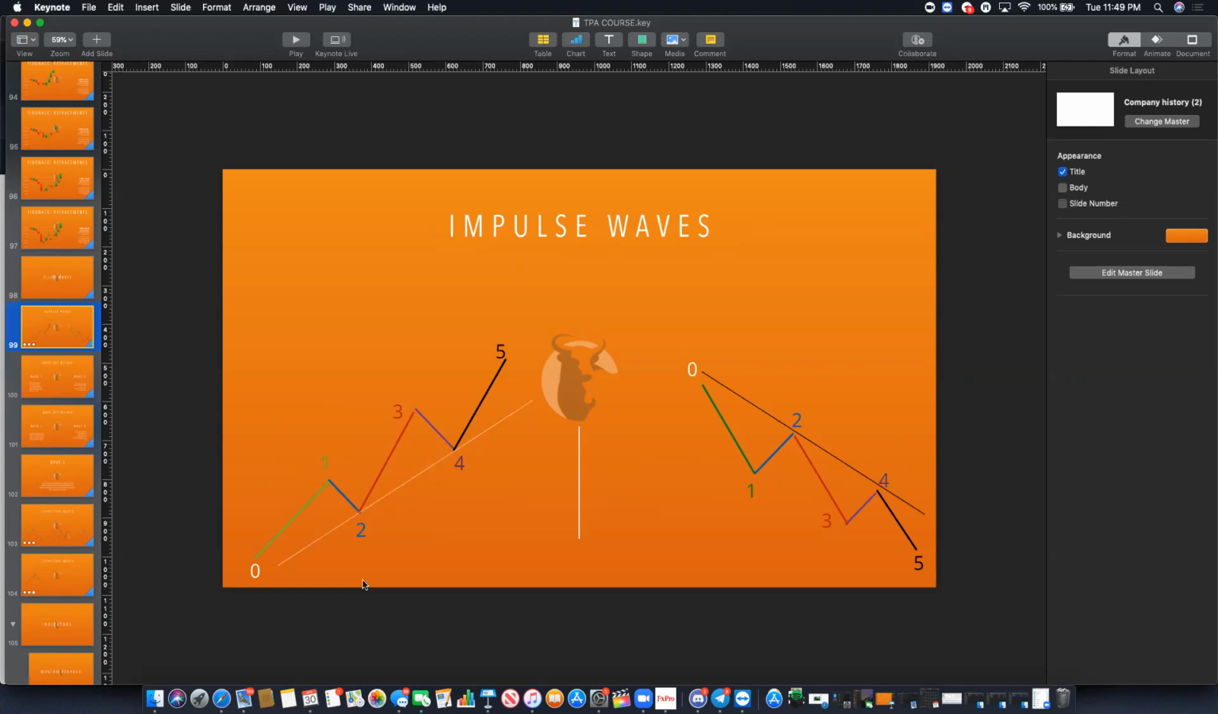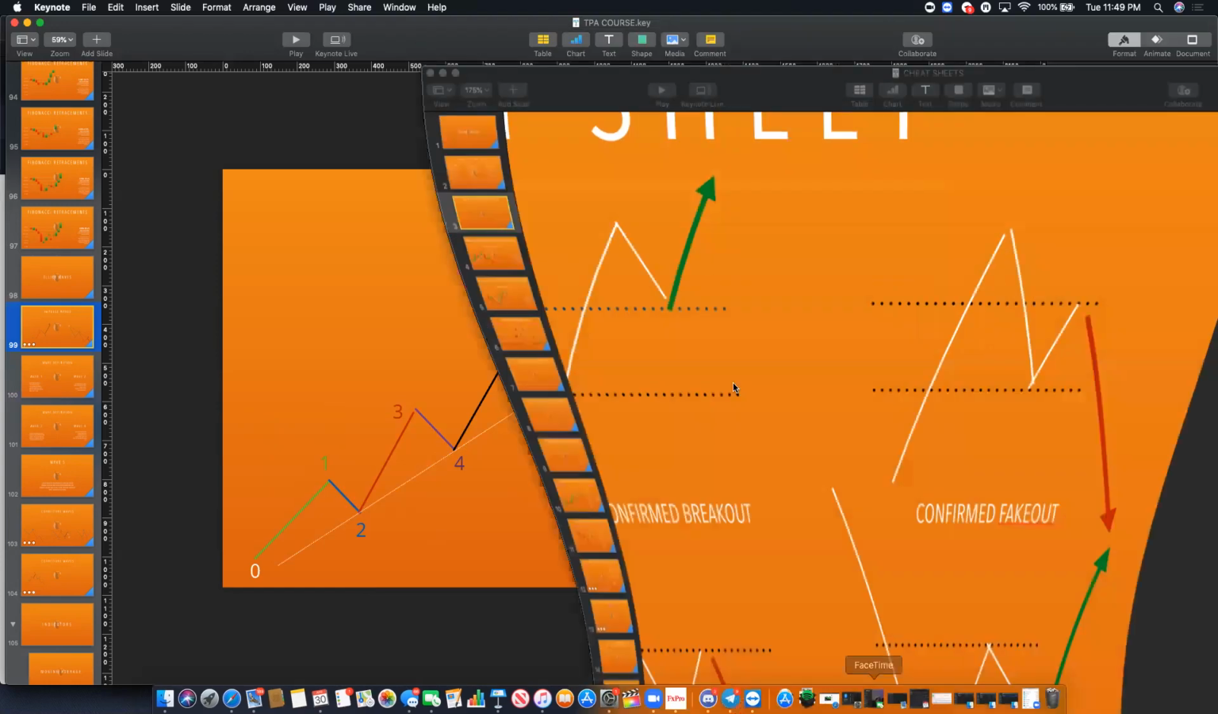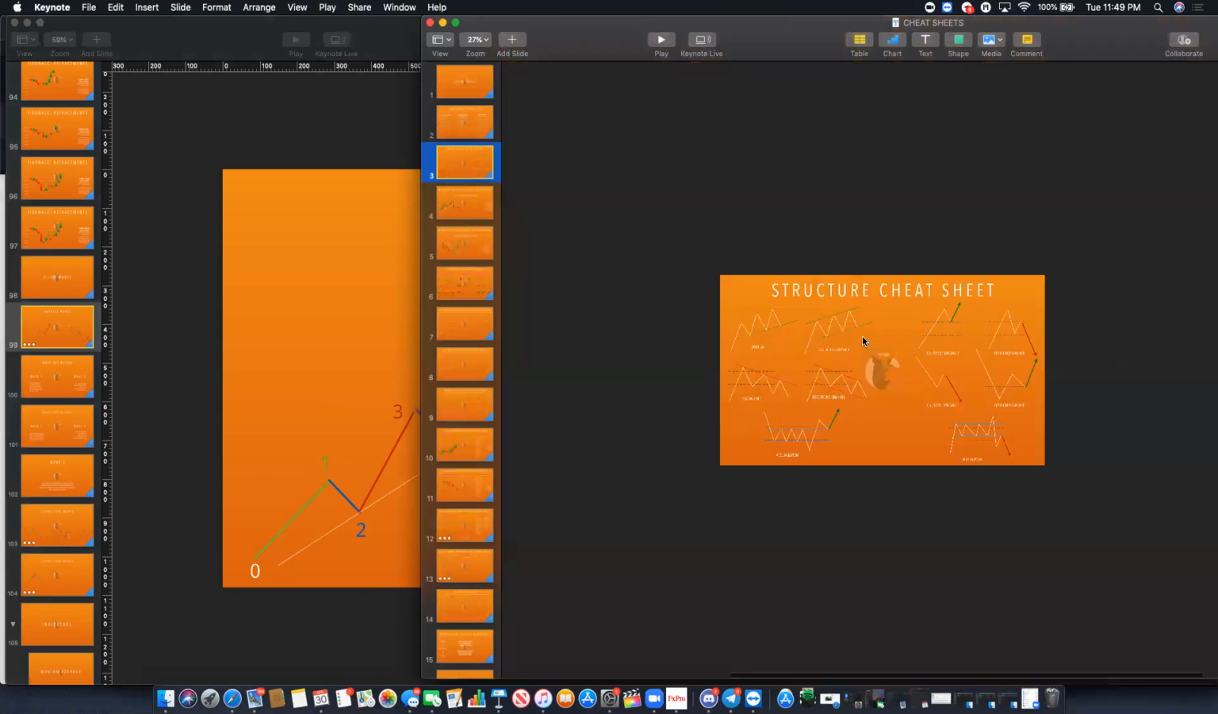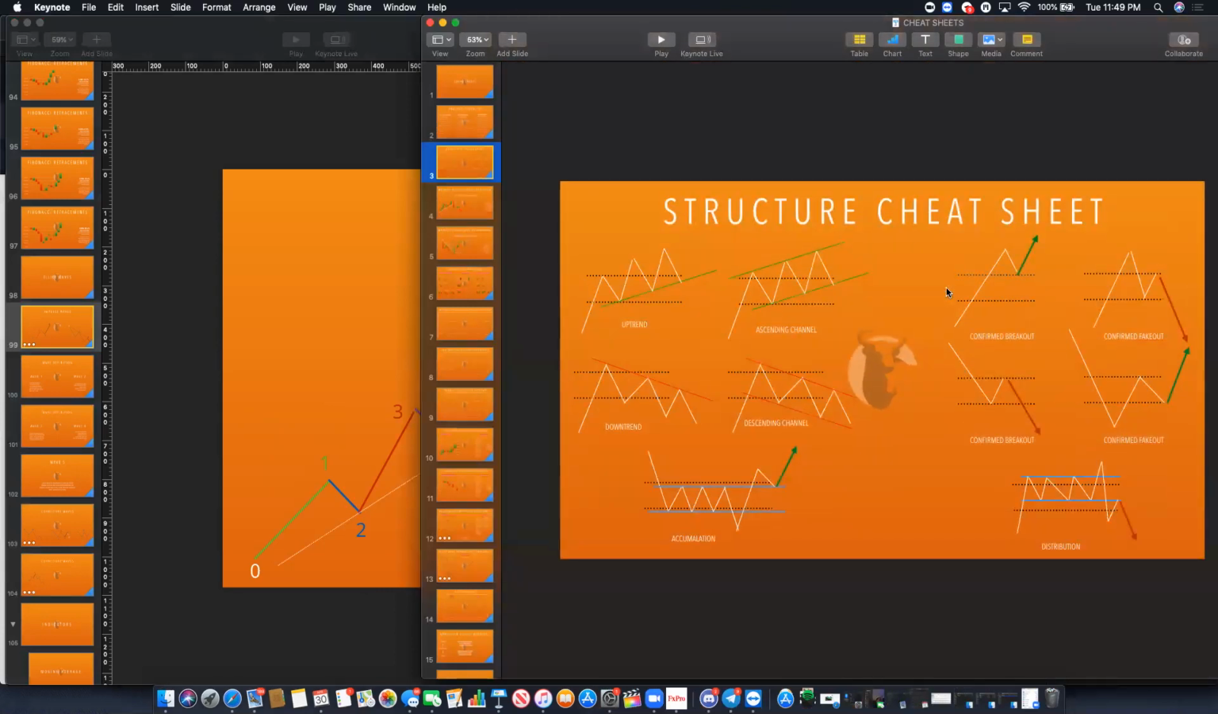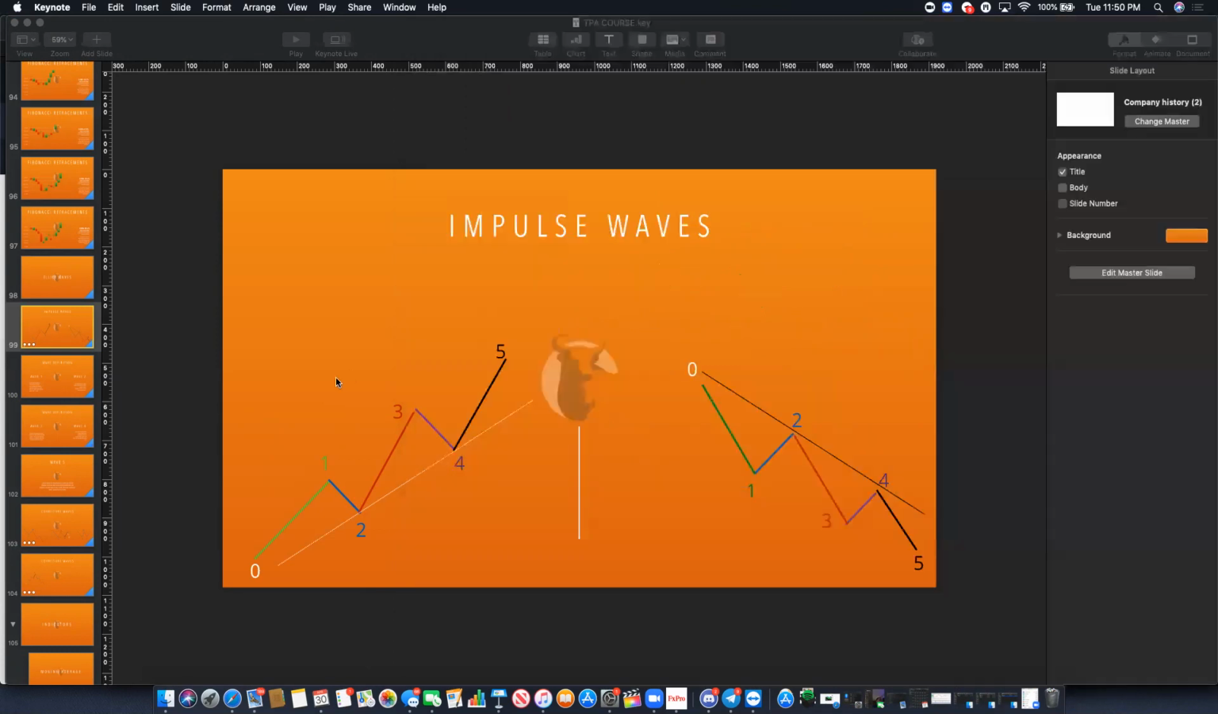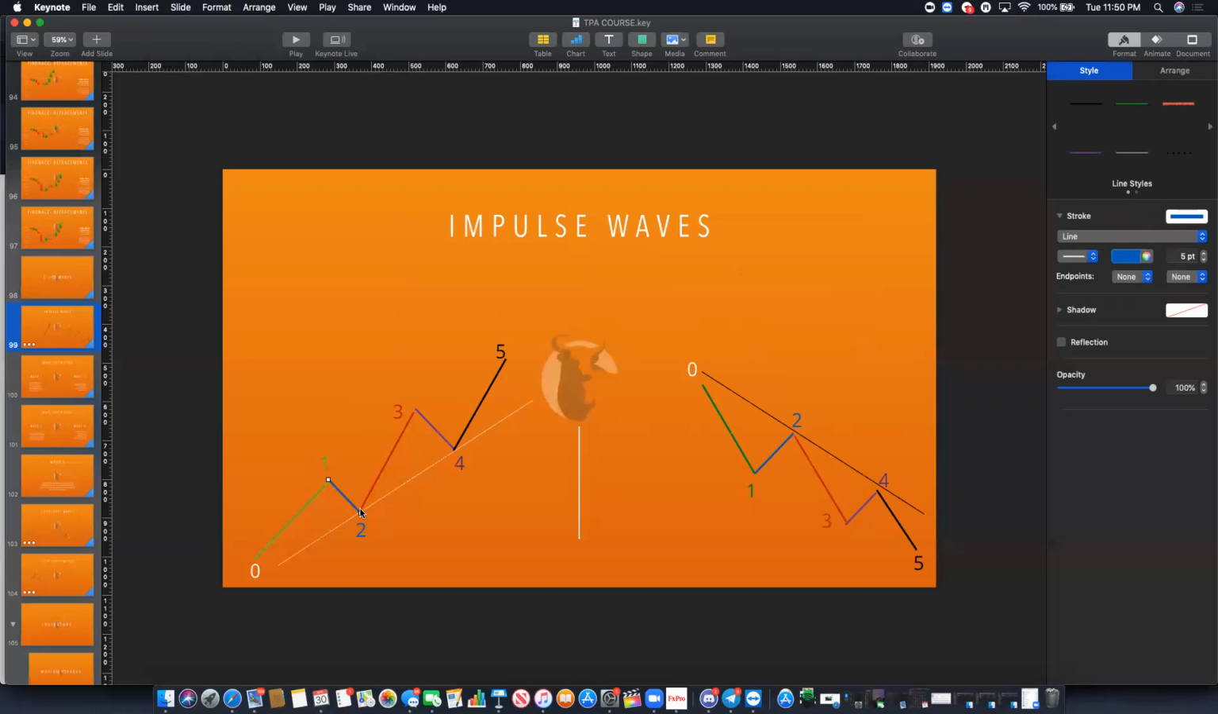For those of you guys that don't know what a fake out is, if you go on your course and download your cheat sheets, here's a breakout to the upside. We need to retest before it continues going up. A fake out towards the upside is when the market shoots up, it breaks back in and retests. And then that signals that the market is going down. So if we were looking at this here, and instead of the wave number 2 retesting that price and continuing going up, she broke out of it, then we no longer have a valid uptrend, right?